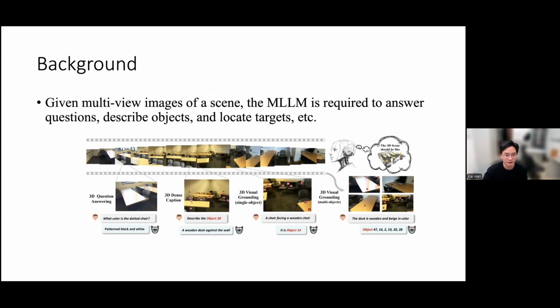For example, if we give some images and ask the model to do some spatial-related question answering, describing some objects, or locating where the objects are, for example, find the key, they need to have certain spatial awareness about the visual content, then they can complete these tasks. So this is the spatial awareness we care about in this work.